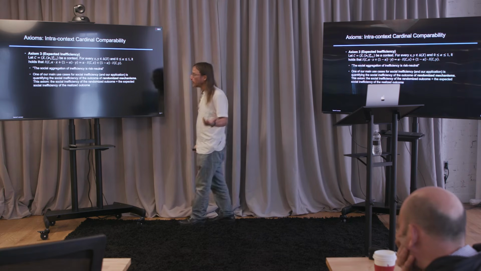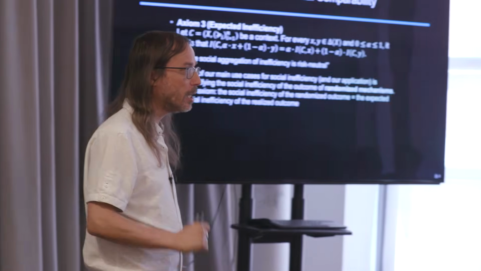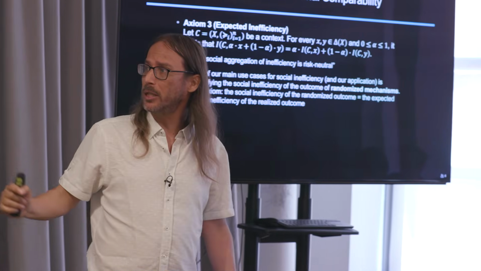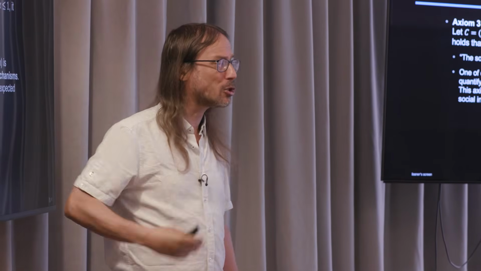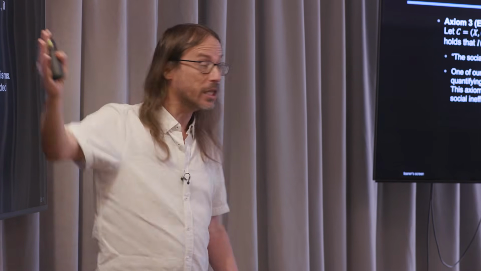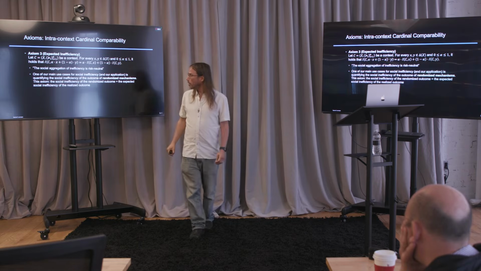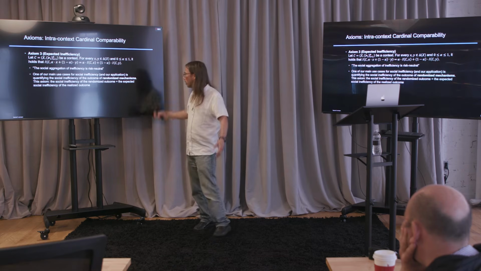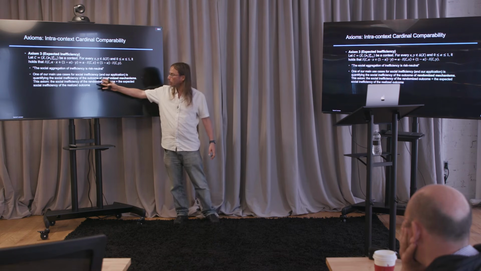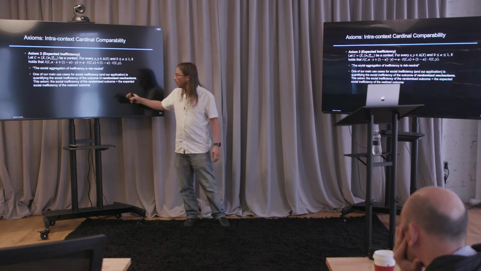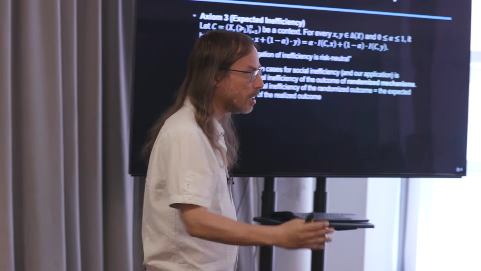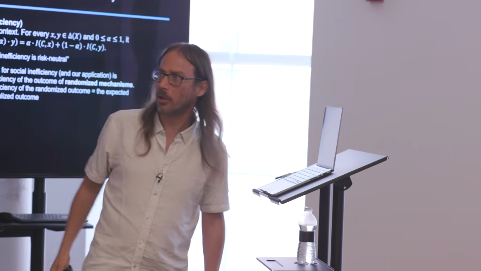There are 2 ways to interpret this. One of them is saying that the social aggregation of inefficiency is risk neutral. So it's saying we don't artificially impose any risk attitudes for society when aggregating over the individuals. The other one is noting that one of our main use cases, our application, is quantifying the social inefficiency of the outcome of randomized mechanisms. And this says that the social inefficiency of a randomized outcome is the expected social inefficiency of the realized outcome. So this is our third axiom.